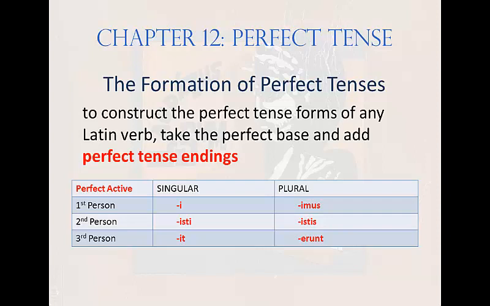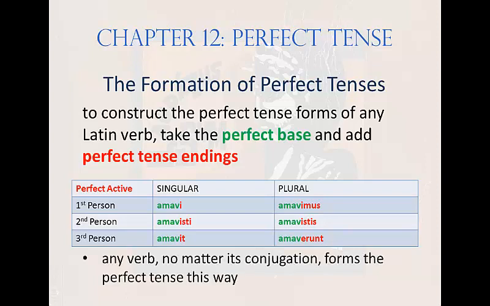Let's say it real fast. Isti, it, imus, istis, erunt. Can you say it fast and backwards? Erunt, istis, imus, it, isti, i. Keep practicing. These perfect endings are added onto the perfect base to create a full finite perfect tense verb. For example, the perfect of amo, amavi. Let's recite the perfect of amo together. Amavi, amavisti, amavit. Amavimus, amavistis, amaverunt.